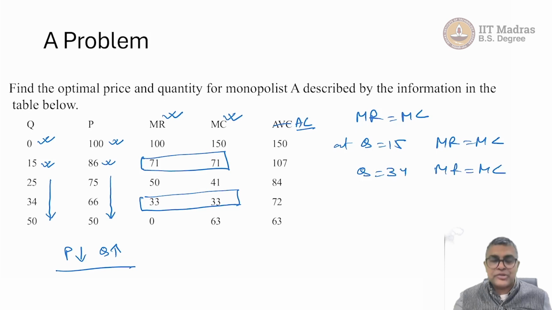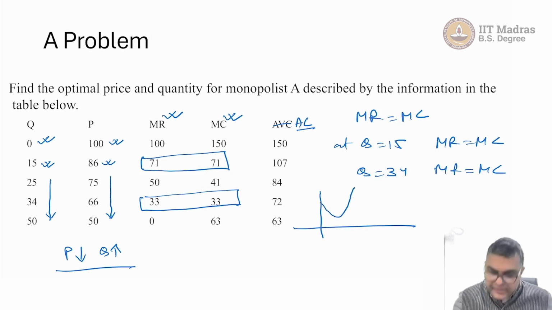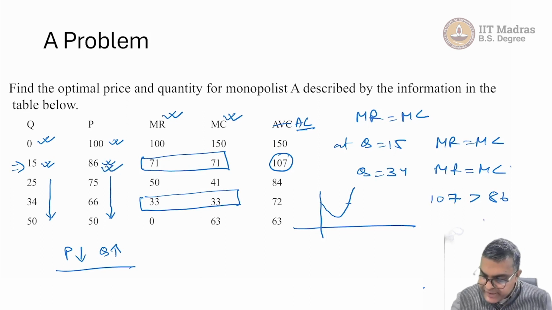Now you may think, because earlier we have seen on the perfectly competitive side that if marginal cost is decreasing and then increasing, then go for the higher one, and you can say this one is correct. But you would be wrong. The problem here is coming from average cost. At 15, average cost is 107, which is greater than the price, that is 86. So if the firm produces, it will be making negative profit.